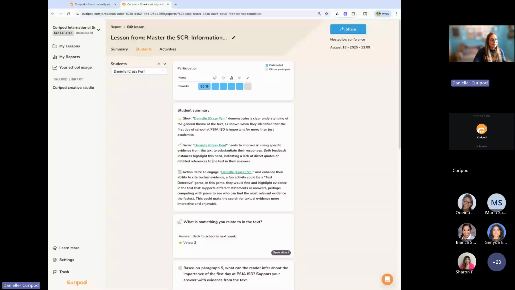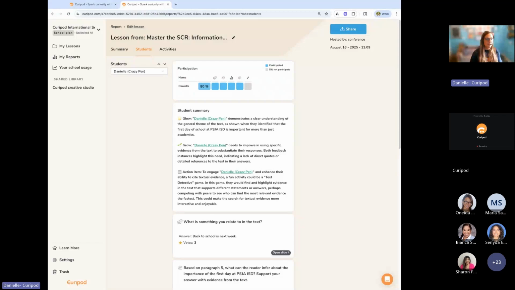So imagine now you have a report like this for every single student. You have a glow, a grow, an action item. What do you do with this? There's a few things. If you're lucky enough to have a resource teacher, great. This is awesome to provide to a resource teacher to give them extra help, support. If you have small groups, now I can put my groups together based on these reports, and I can support those students.